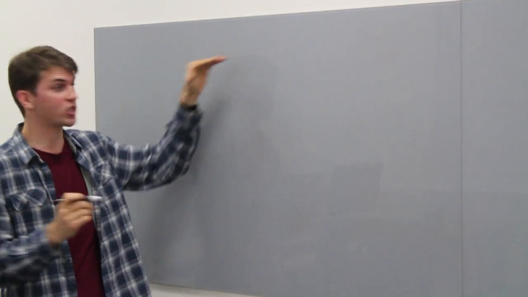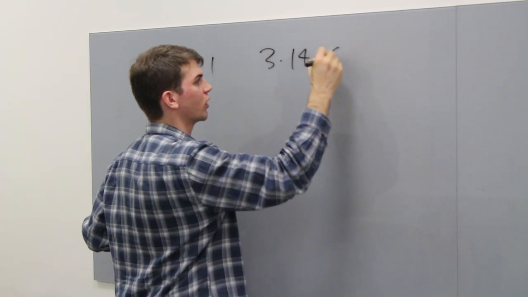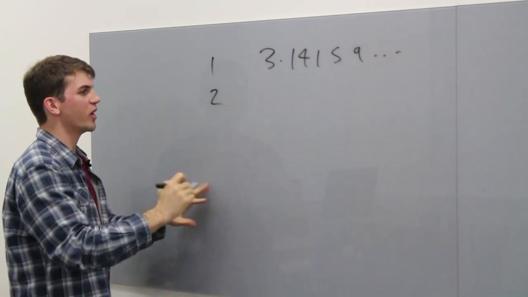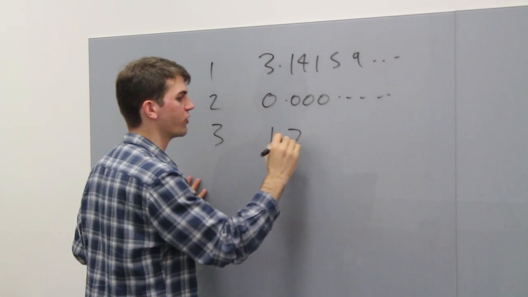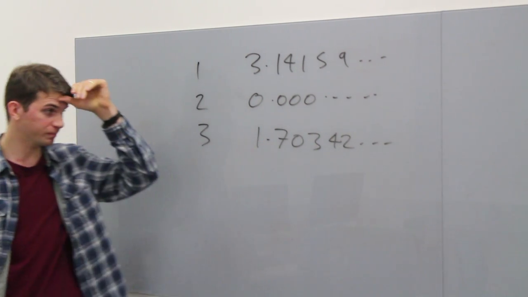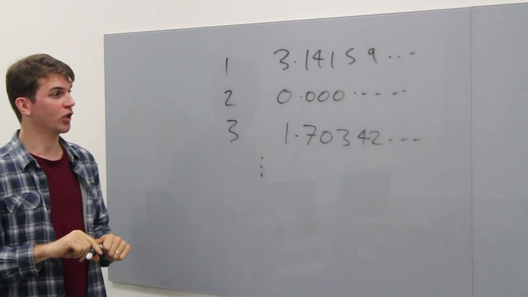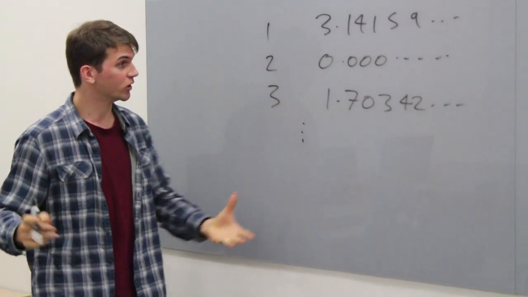So suppose we could. Suppose we could, and suppose we could make a list. Here's the first number, maybe it's pi. And here's the second number, maybe it's 0. And the third number is maybe 1.70342, I don't know. Some big long number. And you could continue and count all of the real numbers. Well, I'm going to give you a number which is not on this list, which means you missed one out.